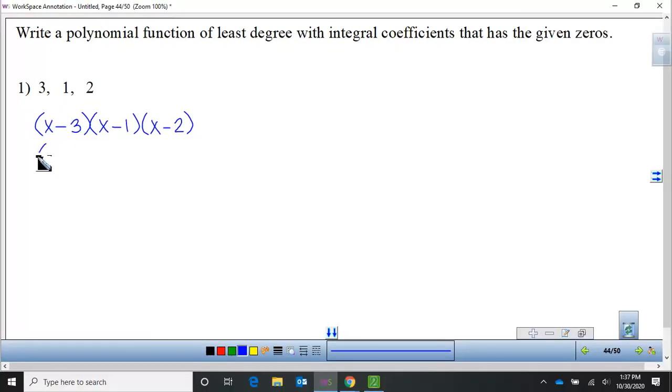When I multiply these 2 parentheses together, I'm going to do a double distribution. I'll take the x term and I'll multiply it times both terms in this final parentheses. That gives me x squared minus 2x. Now I'll go back, take the negative 1 and do the same thing. Negative 1x plus 2. I'm going to combine the like terms so that I can simplify that parentheses.